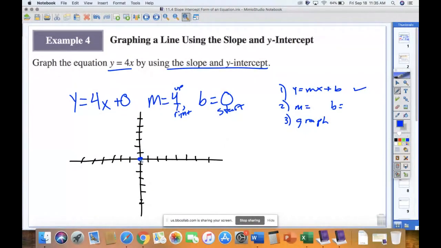So I count off from this first starting point, 1, 2, 3, 4 over 1. 1, 2, 3, 4 over 1. And I get a few points down, and all of a sudden I've graphed it very quickly and easily.